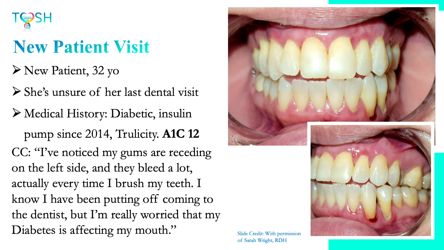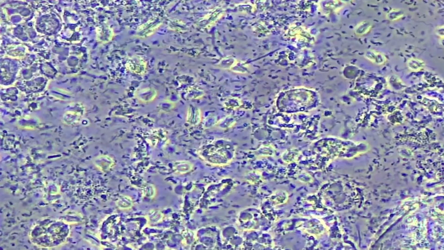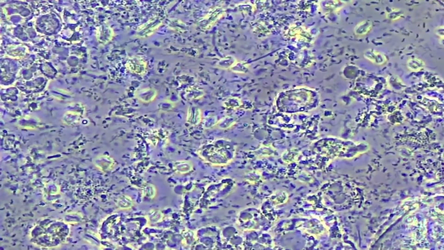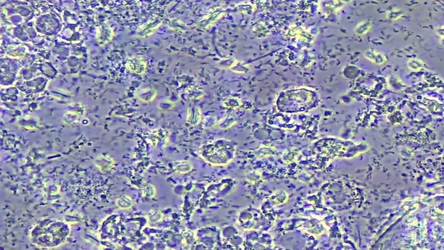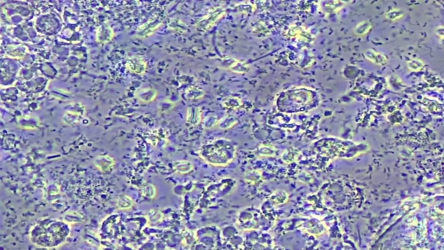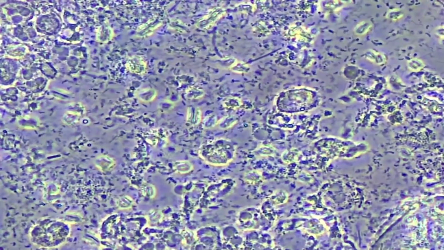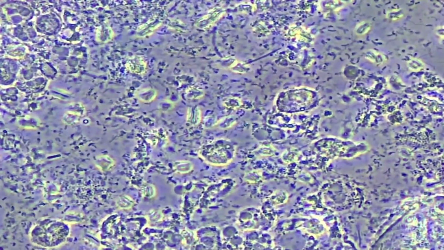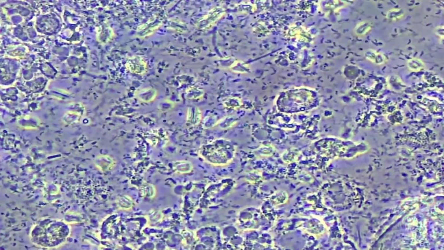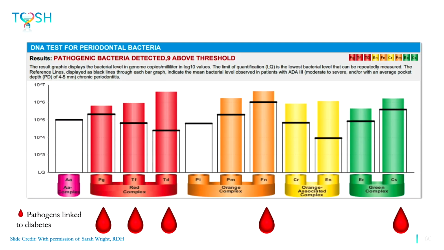So doing the whole workup, x-rays, took her microscope slide. Pretty frantic slide. This one's so thick it's almost kind of hard to even see everything that's going on. But she had lots of white blood cells, spirochetes in here that are a little bit tricky to see, a lot of spinning rods, just a frantic looking slide. So, was her diabetes affecting her gums? Probably, yeah. Took her lab test.